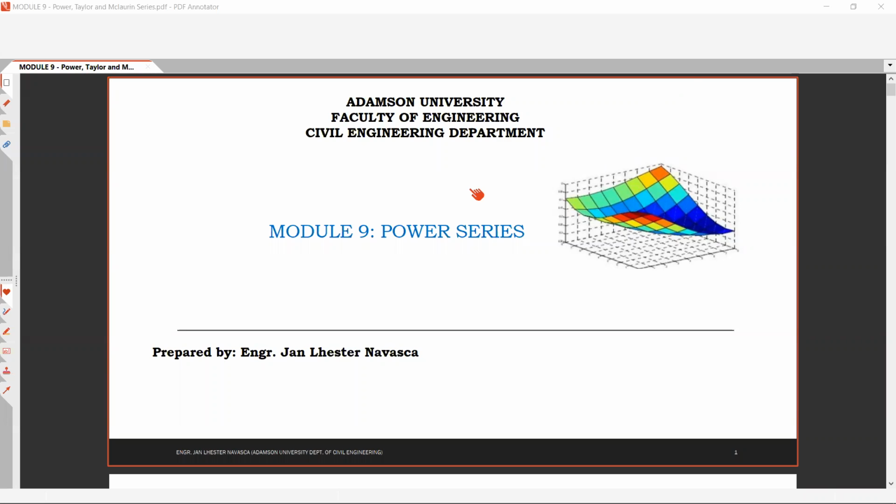In this topic, we will discuss power series. So this is module 9 or ninth week na natin sa numerical methods. Okay, so last module or module 8, nag-discuss tayo ng Laplace transform and solving IVP using Laplace transform. So for now, ang topic na to is under curve fitting.